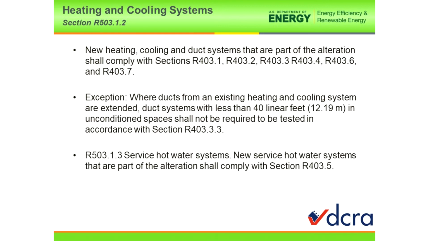Heating and air conditioning systems. New heating and air cooling and duct systems that are part of the alteration shall comply with the sections. I'm not going to read all that. Okay. Exception: where ducts from an existing heating and cooling system are extended, ducts with less than 40 linear feet in unconditioned space shall not be required to be tested in accordance with the section. So we understand, guys, if you are just extending ductwork, you don't have to do a duct leakage test for that entire system if that particular extension is only 40 feet or less, okay? That's basically what we're saying with this right here.